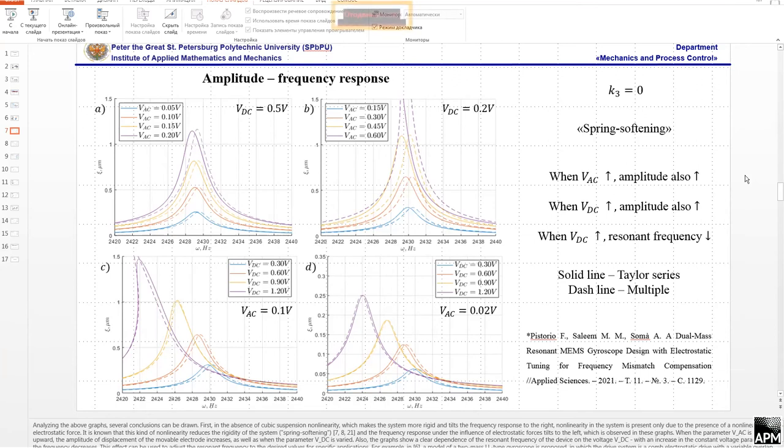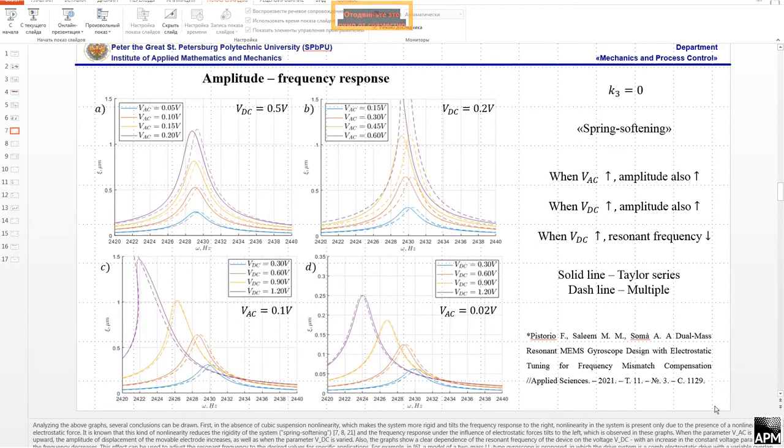Also, the graphs show a clear dependence of the resonance frequency of the device on the voltage VDC. With increasing the constant voltage parameter, the frequency decreases. This effect can be used to adjust the resonance frequency to the desired values for specific applications.